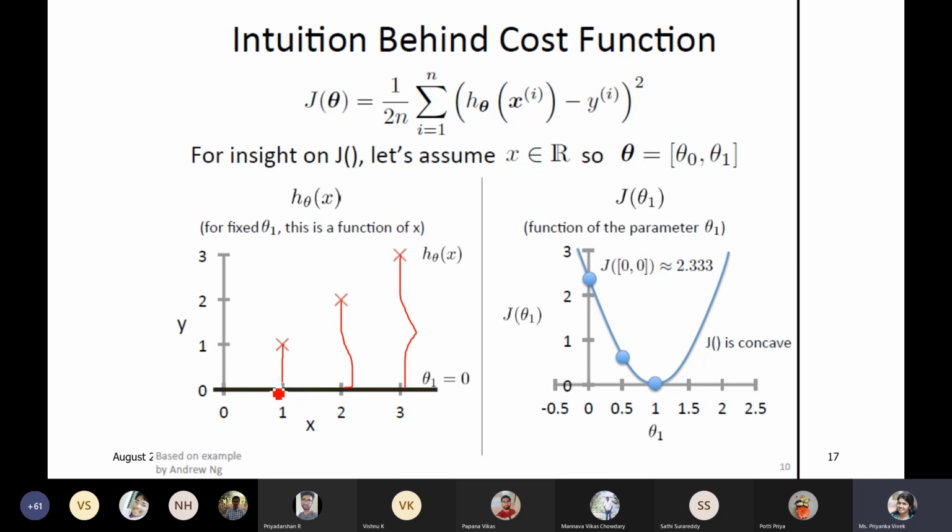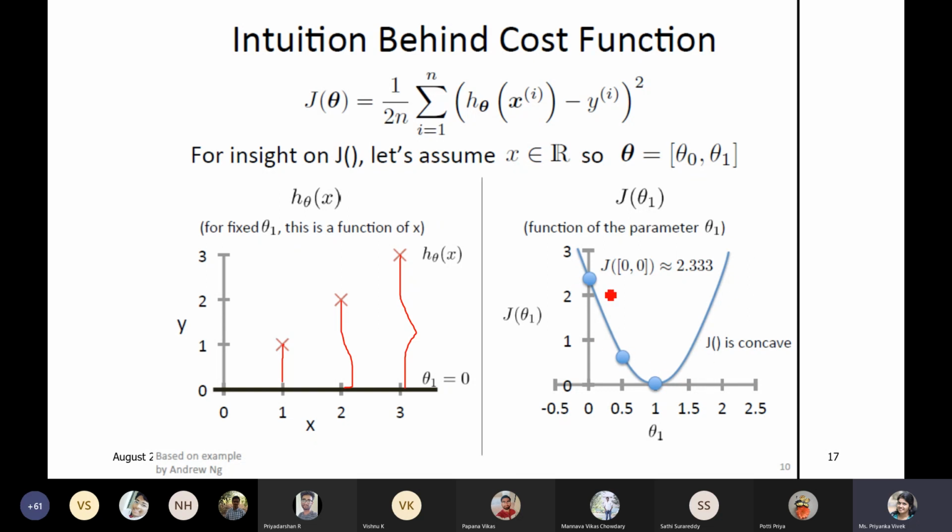So how will we calculate it? We will calculate it as 1 by 2n into (1 minus 0) the whole square plus (2 minus 0) the whole square plus (3 minus 0) the whole square, isn't it? That is approximately equal to 2.33. Like this, if you keep increasing and see, our j theta is almost like a concave function.